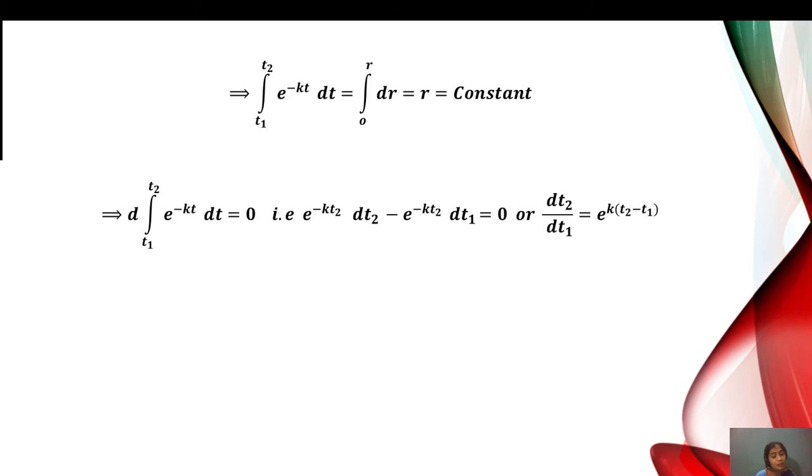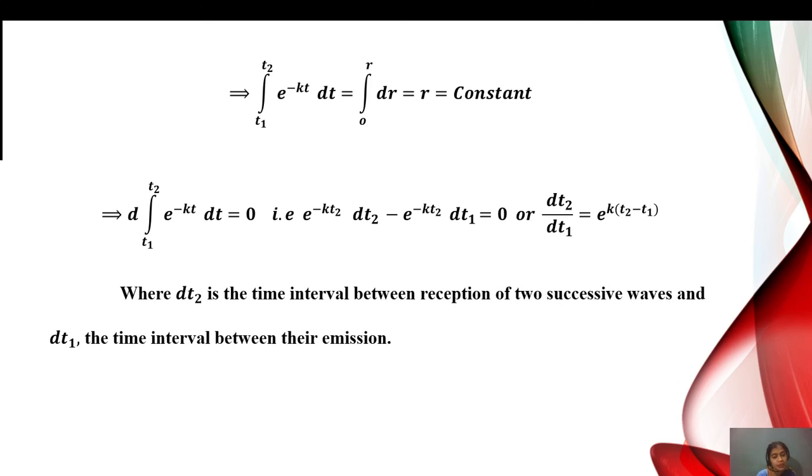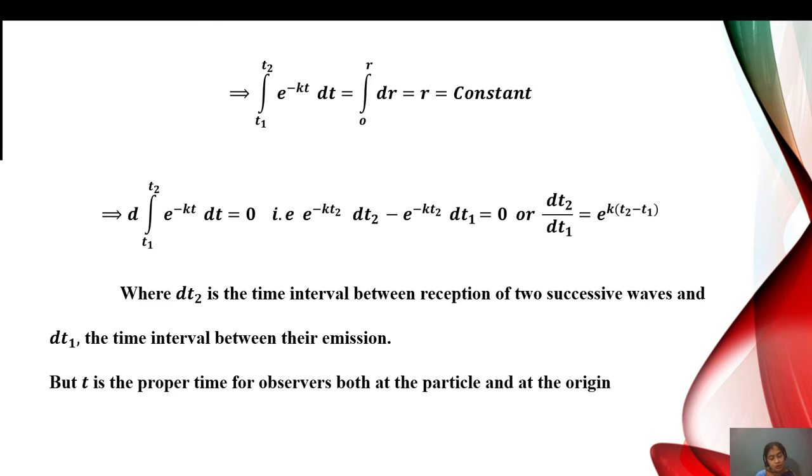Integrating, we get e to the power minus kt2 dt2 minus e to the power minus kt1 dt1 equals 0, which is also written as dt2 upon dt1 equals e to the power k(t2 minus t1). Here dt2 is the time interval between receptions of two successive waves, and dt1 is the interval between their emissions. Here t is the proper time for the observer at the particle at the origin.